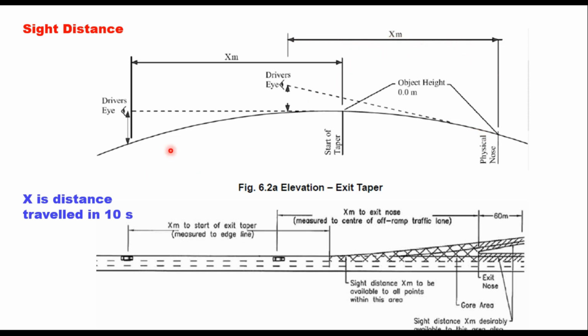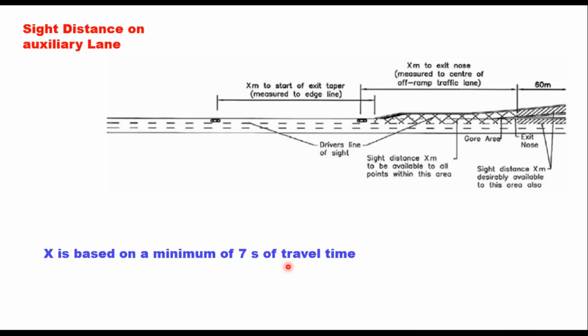This is the elevation of the exit taper. And similarly, if you see the plan, it will be like this. Then this distance x is measured in meters, that is equal to the distance traveled in 10 seconds. In the case of sight distance on an auxiliary lane, here x is the distance which is traveled in 7 seconds of travel time. But these are the minimum distances, and as far as possible, the actual distance should be larger than these distances.